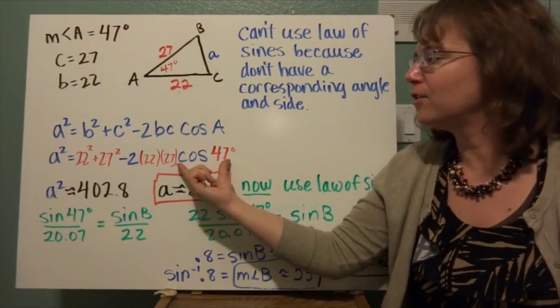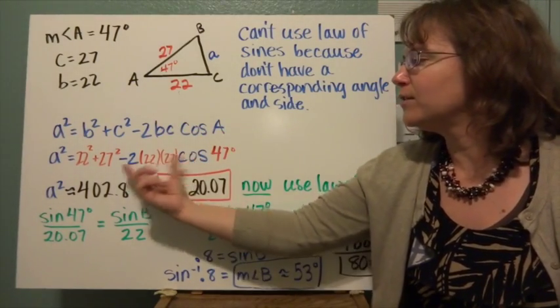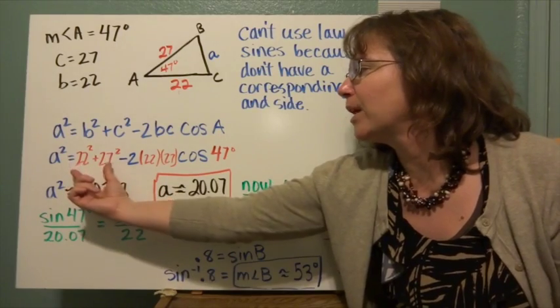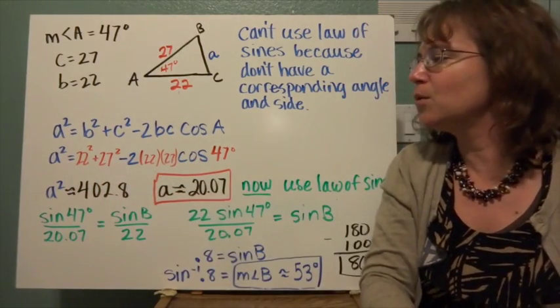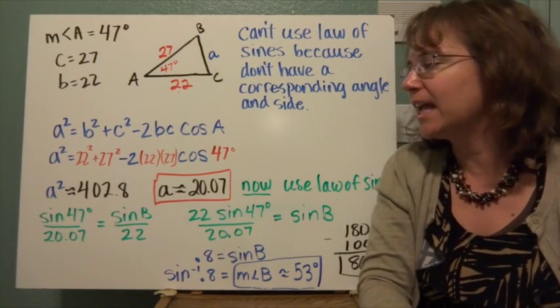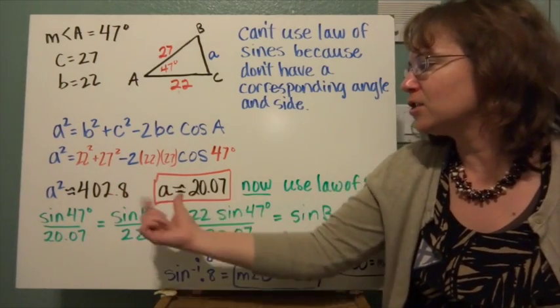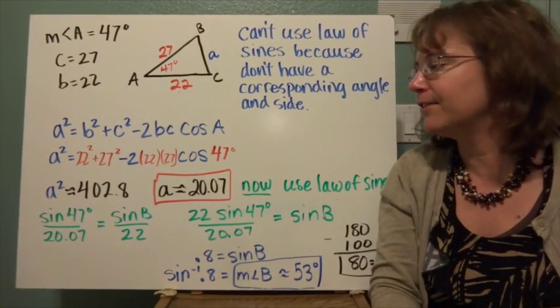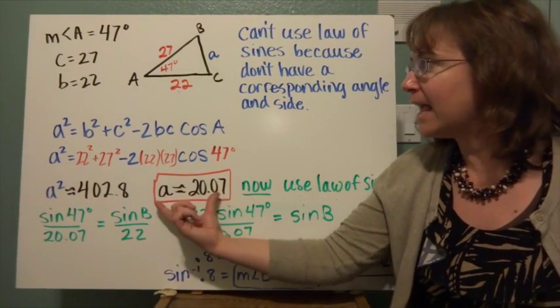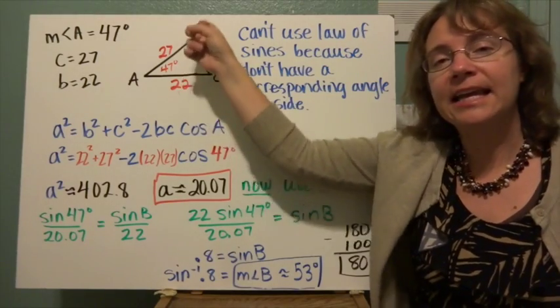This is just a value. So just doing all of this multiplication and squaring and then subtracting this, I get A squared is equal to 402.8. So taking the square root, I get A is approximately equal to 20.07. So now I know A. I know this side length.